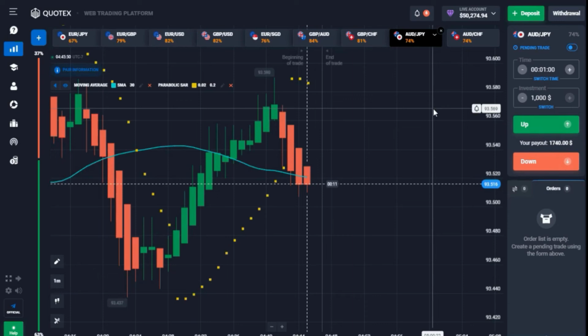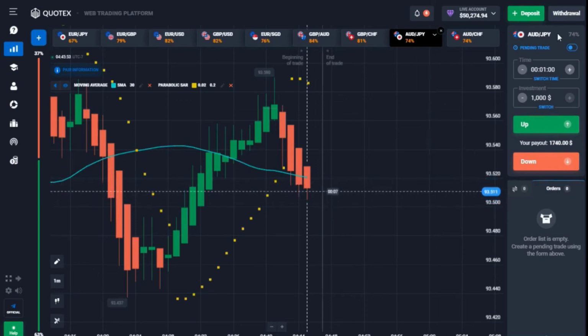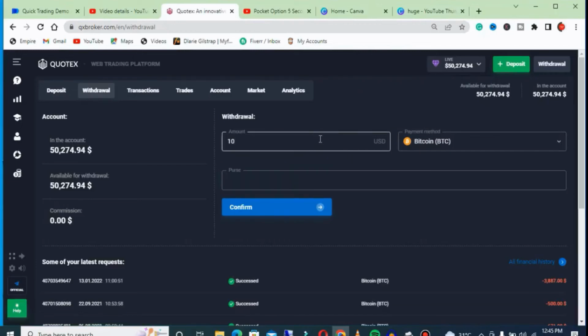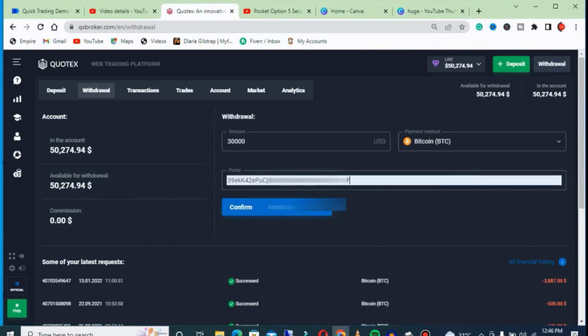All right, so right now I'm going to withdraw from my account. Let me click on the withdraw part here. The first amount I'm going to take out will be 30,000, like this, 30,000. I'm actually taking this in Bitcoin, of course, so I'll put this on my Bitcoin. So I'm going to click withdraw.